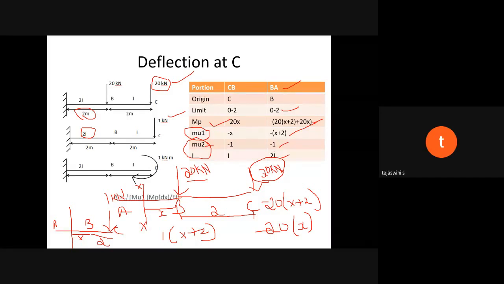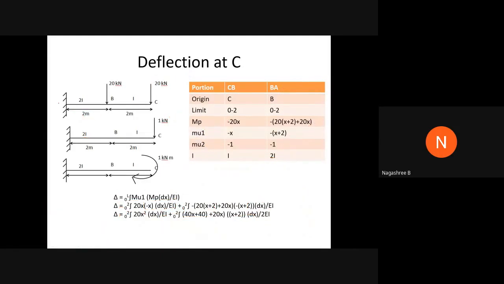Ma'am. So the next thing is we are going to calculate the deflection. So first, the deflection formula we have determined by using the unit load method. That is nothing but the integral of Mu Mp dx divided by EI, the general formula. Mu Mp, the product of Mu and Mp into dx divided by EI.